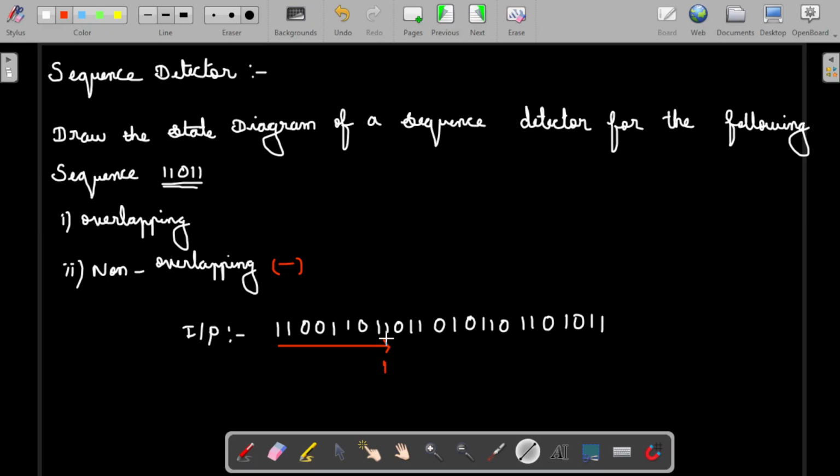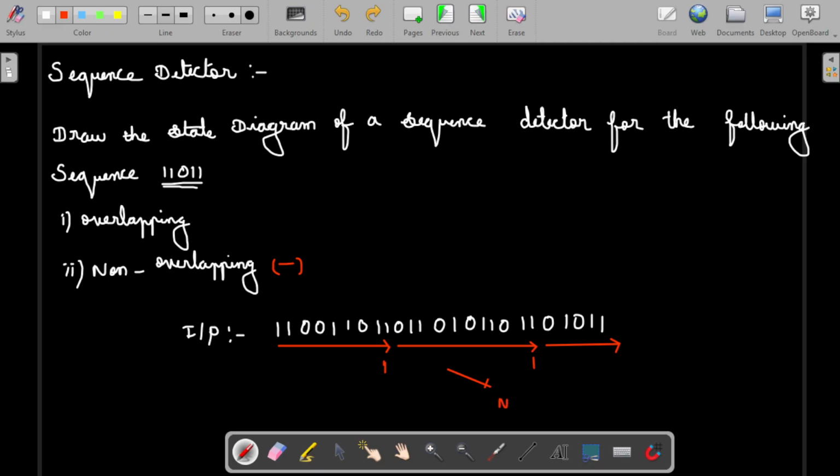Once the sequence has ended, it needs to start again from the next bit. So 011, 110, here it is not present. Then again the sequence of continuous 11011 is detected, so here the output will be 1 again. Again it will start from the next bit and there is nothing, so no output will be detected here. So only two times the output will be 1 with the non-overlapping detector. So this is non-overlapping.